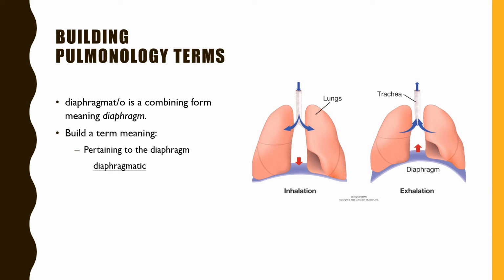Diaphragmatic means pertaining to the diaphragm. The diaphragm contracts and moves down during the inhalation process, and this causes an expansion in the volume in the thoracic cavity, which causes expansion of the lungs. The opposite happens with exhalation. The diaphragm relaxes, and this allows air to be moved out of the lungs through the trachea and out the mouth. This process is called exhalation.